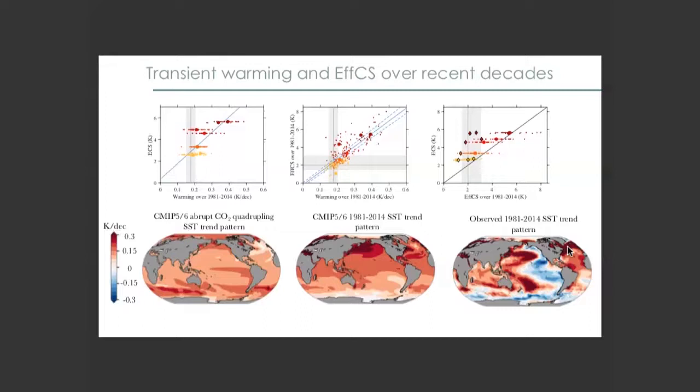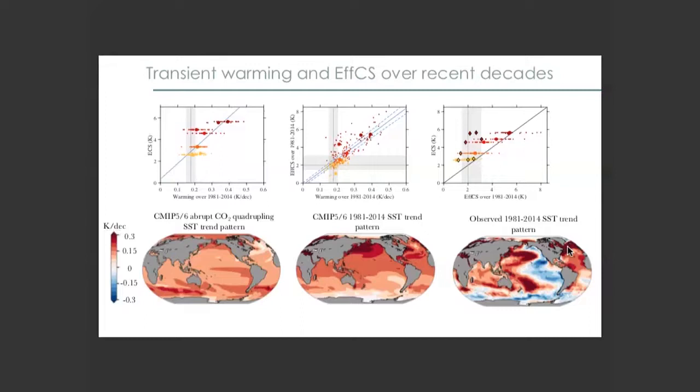What this implies is that the models might be overestimating recent warming, not because their ECS is too high, but just because they got the wrong pattern of warming, which raises the question of why the models have biases in the patterns of warming. If you try to correct for that, you would guess the models would do just fine over the historical record if only they had something that could force that pattern of warming to occur.